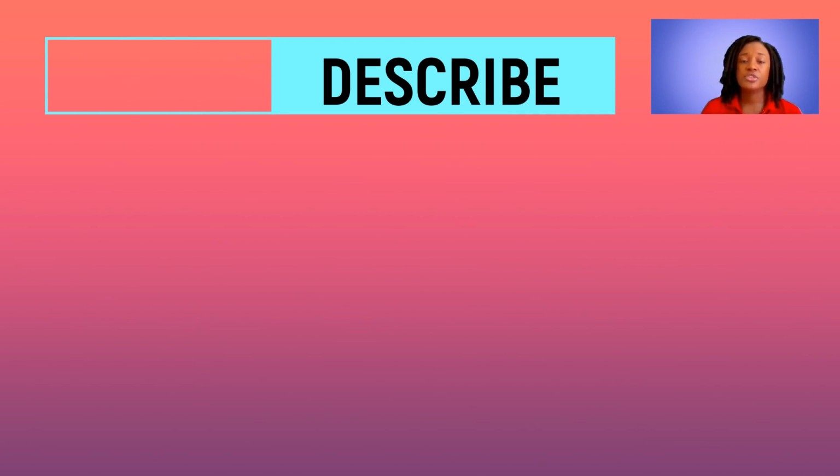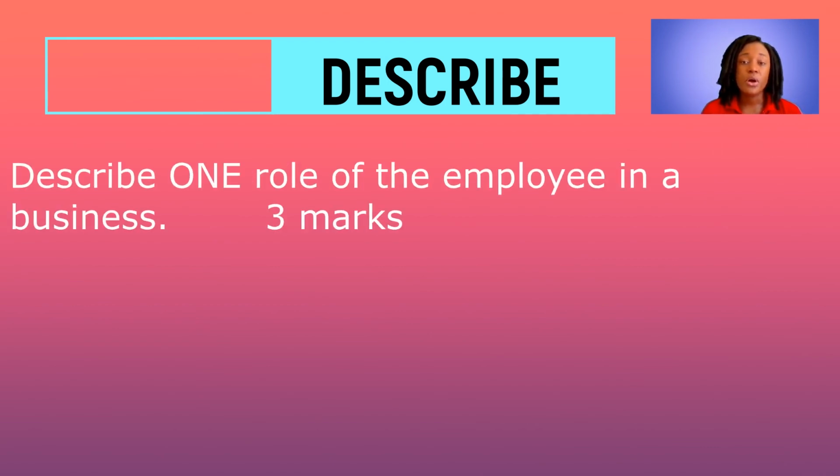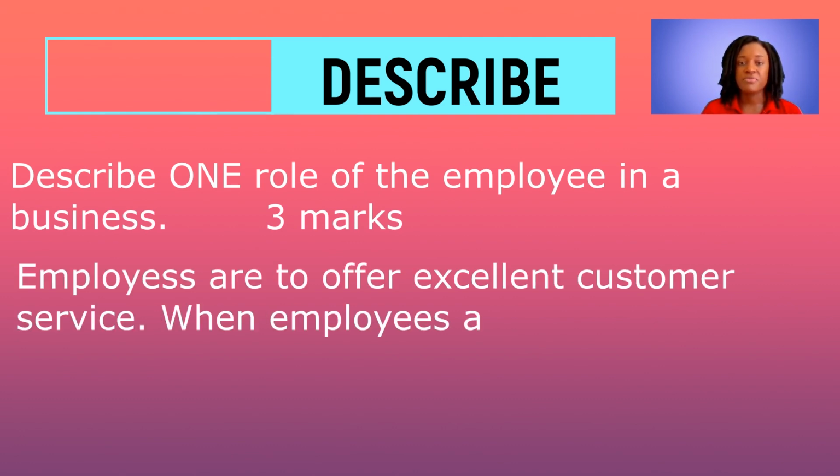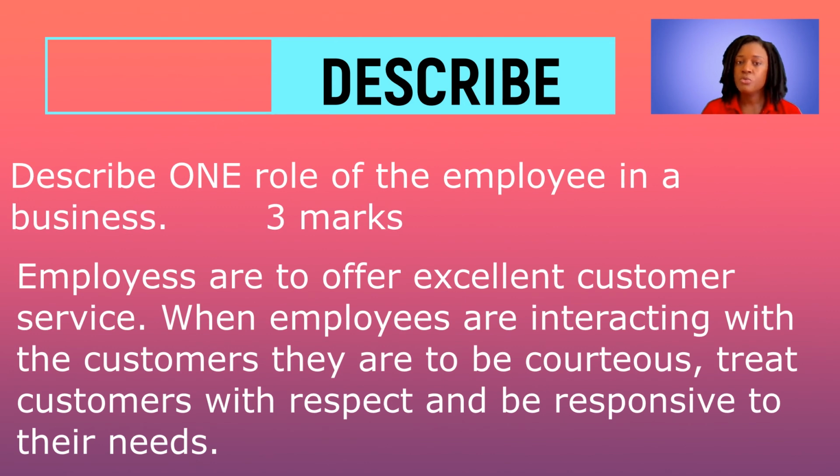Let's say you're asked to describe one role of the employee in a business, and that will be 3 marks. Now, the first thing that you would need to do is to identify that role. In identifying that role, you'll get 1 mark for that. So the role that we are going to identify is to provide excellent customer service. Now we need to work for the next 2 marks. This is where the description part comes in, because we have to give a detailed explanation basically of what this role is all about.